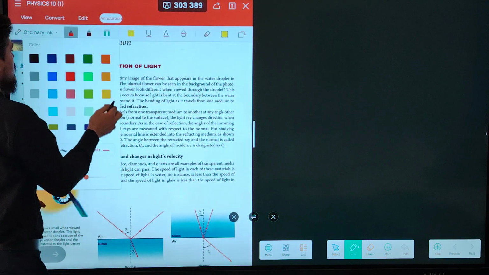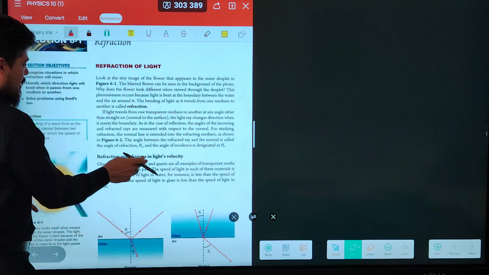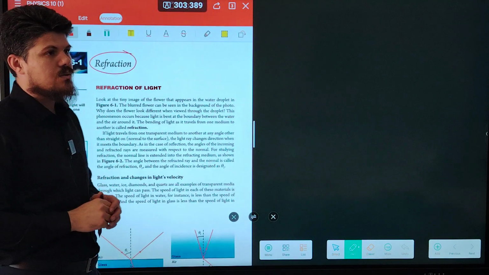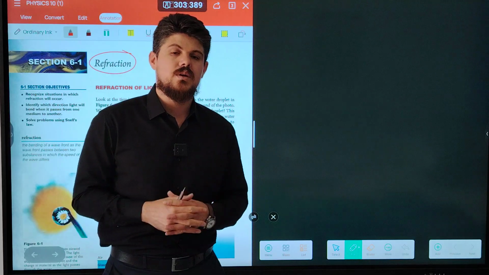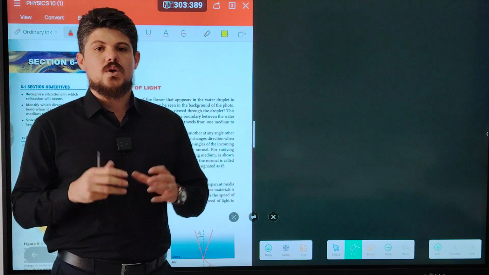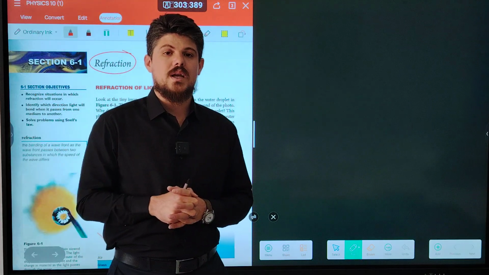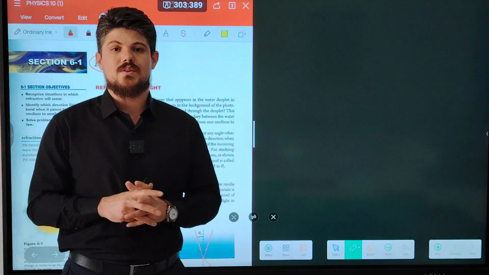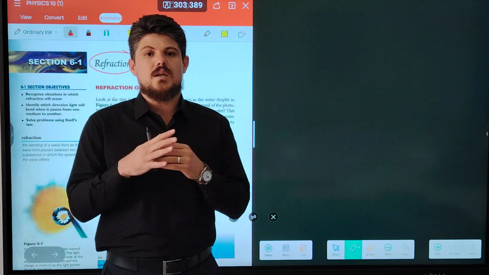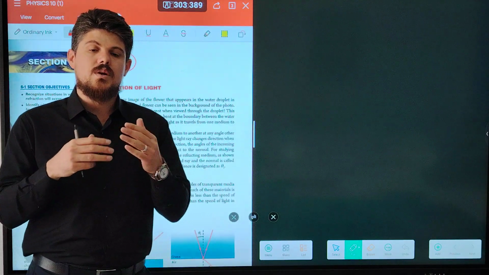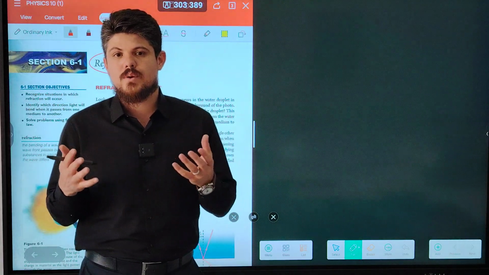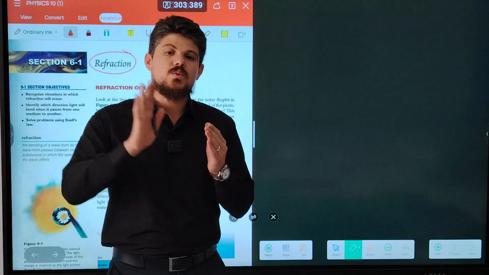So what is refraction? After we studied reflection, which is the change of direction of an electromagnetic wave when it encounters a smooth surface such as a flat mirror. The light will be reflected, and according to the law of reflection, the angle of incidence is equal to the angle of reflection. When the light strikes the mirror, it cannot pass through because the mirror is not a transparent medium. Instead, the light will be reflected.